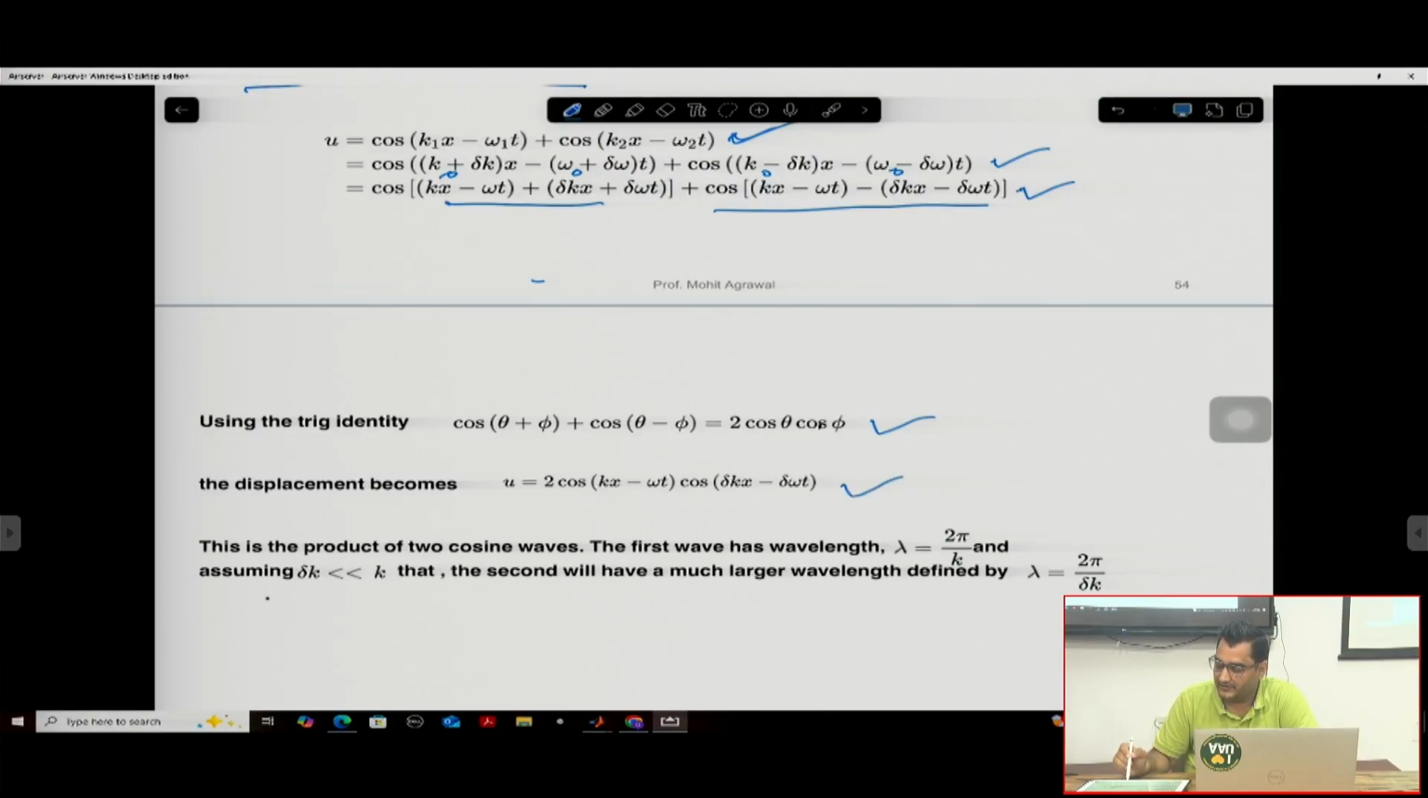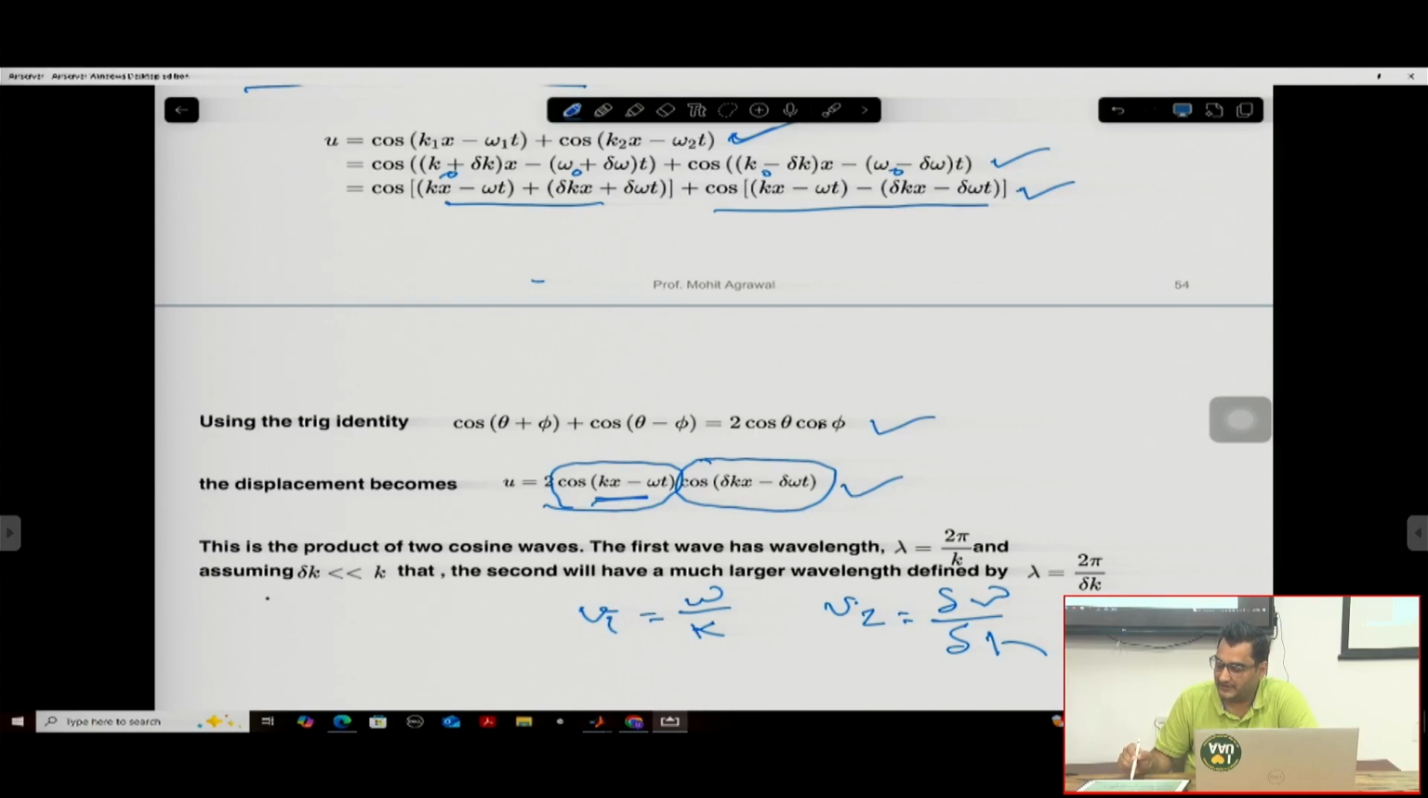So what do you see here? There is one wave represented by this cosine function, and another wave represented by this particular cosine function. If you look at their velocity, the velocity of this wave is v equal to omega by k, and in this case the velocity will be delta omega by delta k. So this is basically the product of two cosine waves.